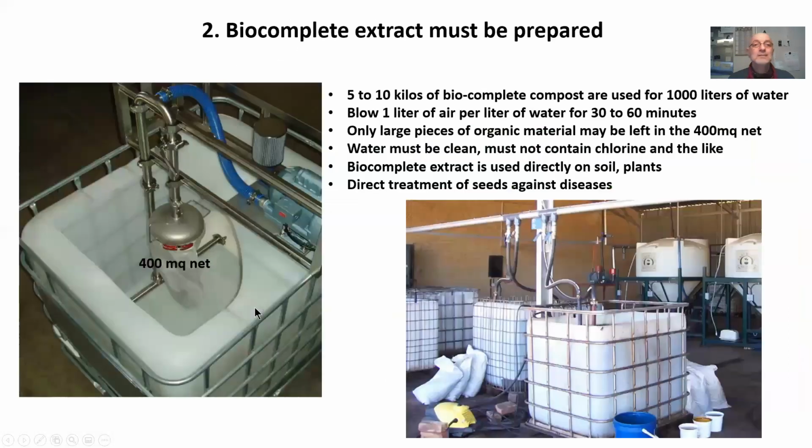Yeah, and then biocomplete extract must be prepared. Now we have the biocomplete compost, as we talked about, and I use 5 to 10 kilos of biocomplete compost in a 1,000-liter tank, and we blow air inside for 30 to 60 minutes. Actually, we just blow air inside until this net, a 400 micrometer net here, is empty of small things. Only what's left in it is the big materials.